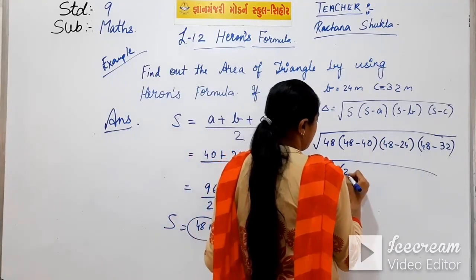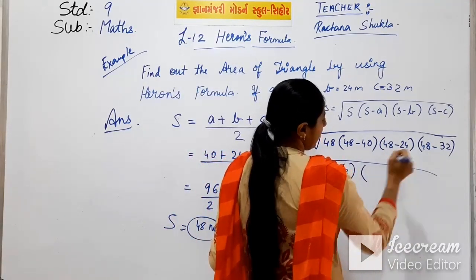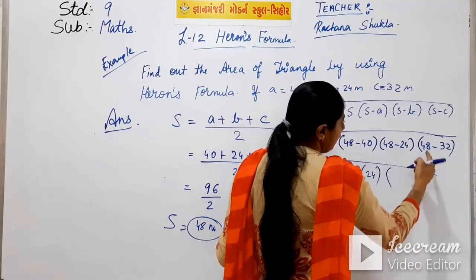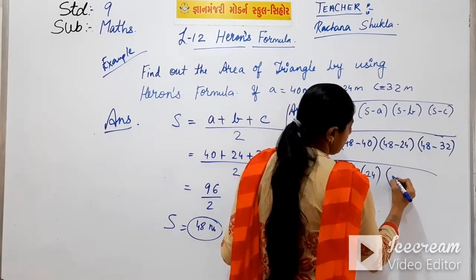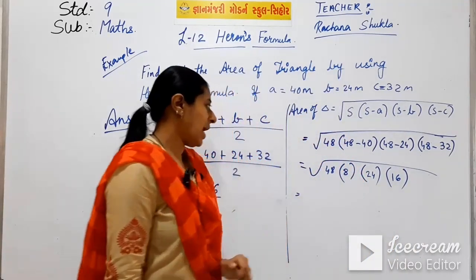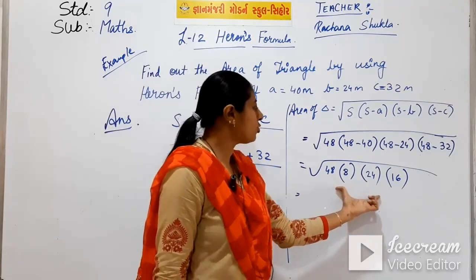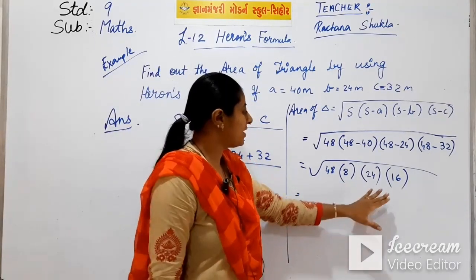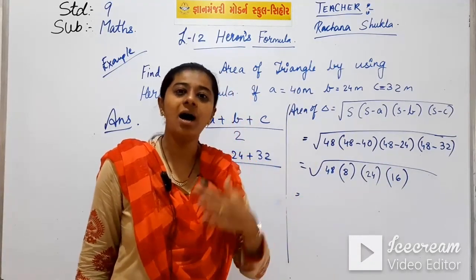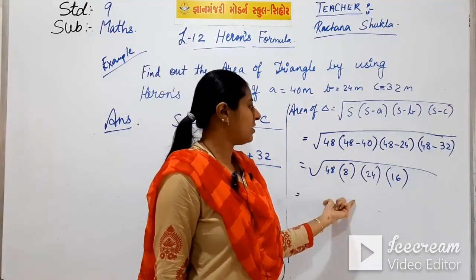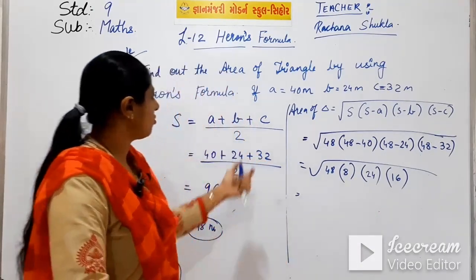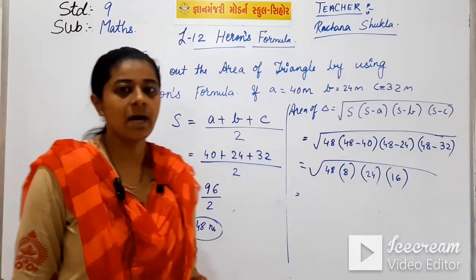48 minus 40 will be 8. 48 minus 24 will be 24. 48 minus 32 will be 16. Now you don't have to multiply, but you will directly write down the factors and then take out the square outside and put the remaining thing inside, so that you will solve by yourself. Please note down your sum in your example book.